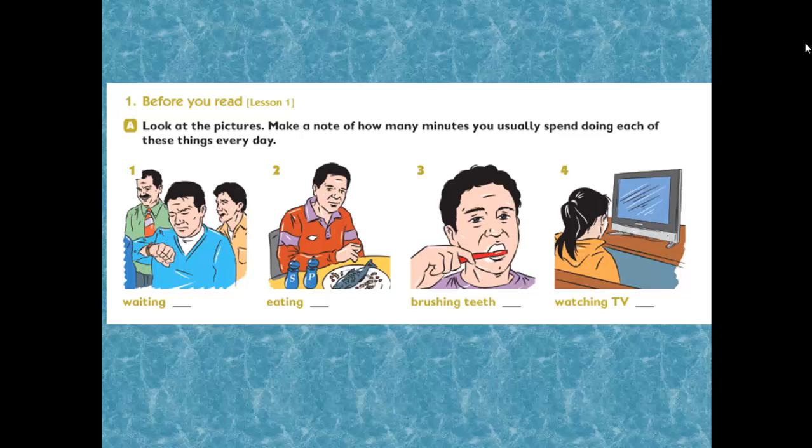The first one is waiting. So how long do you wait for your friends, your relatives, your so and so? Number 2, eating. How many minutes do you spend when you eat every day? Number 3, brushing teeth. And this is an everyday activity. How many minutes do you usually spend brushing your teeth? And finally, watching TV. Also, we all watch TV every day.